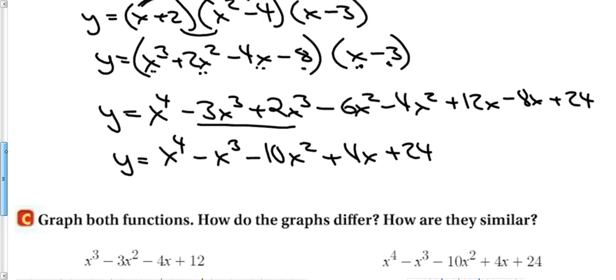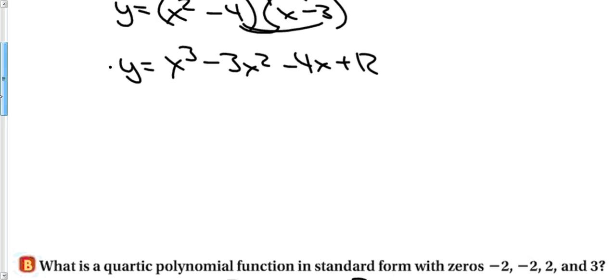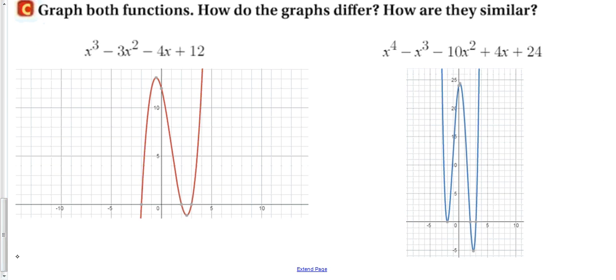If we look at my zeros, this quartic had -2, -2, 2, and 3, and the cubic had -2, 2, and 3. So both of these graphs have the same zeros. But notice the difference. First of all, this one is a cubic. It has a positive lead coefficient and is odd. So my graph is going to go down, then up, down, and then up, which it does. This one has a positive and even, so that both ends go up, which they do.